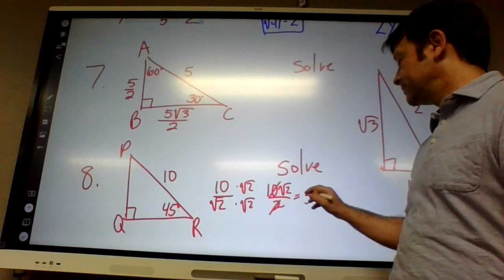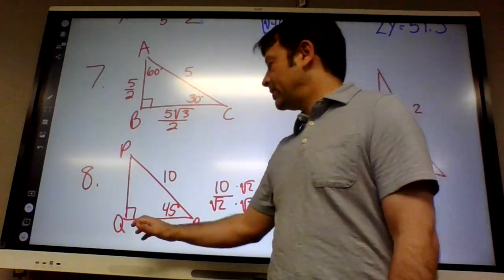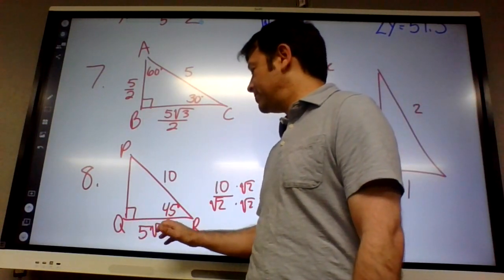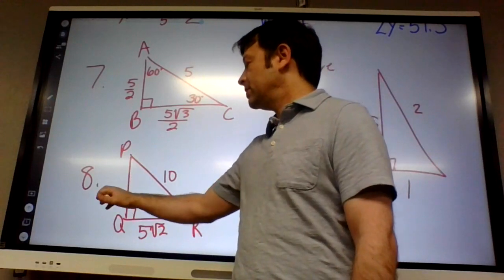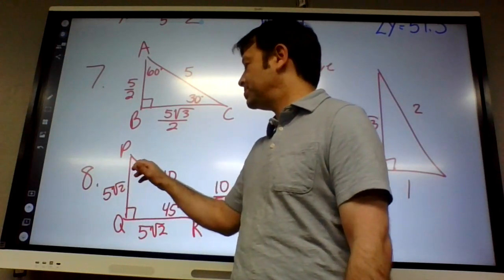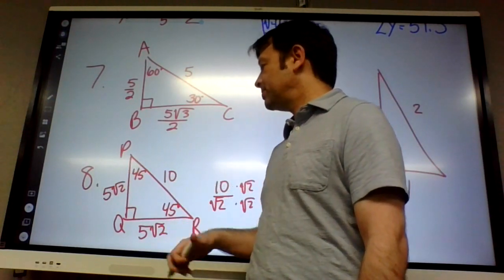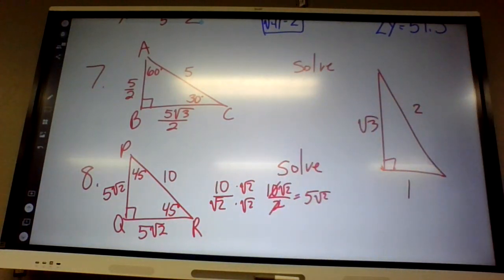Equals 5 square root of 2. Okay, if this is 5 square root of 2, no! This one's 5 square root of 2. I should have written that down. Should have written that in blue.